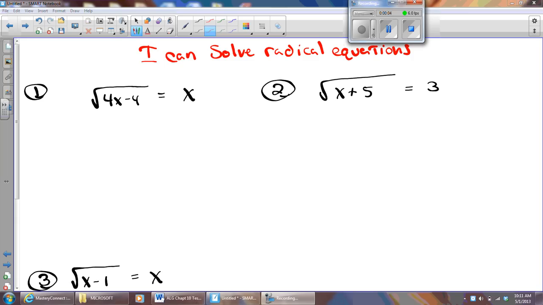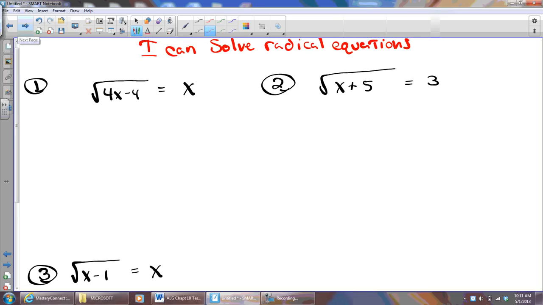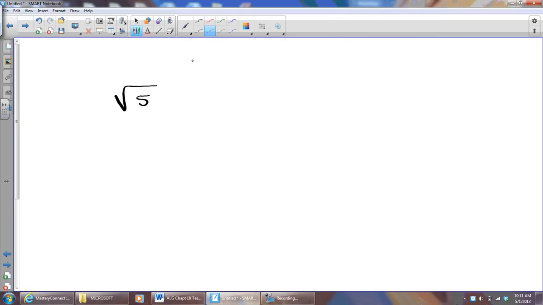Lawrence here with your flipped lesson, and today you're going to be able to say I can solve radical equations, equations with rads in them. Before we actually do it, they're going to look something like this, and it's actually super duper simple. We're going to look at something like this, real easy.